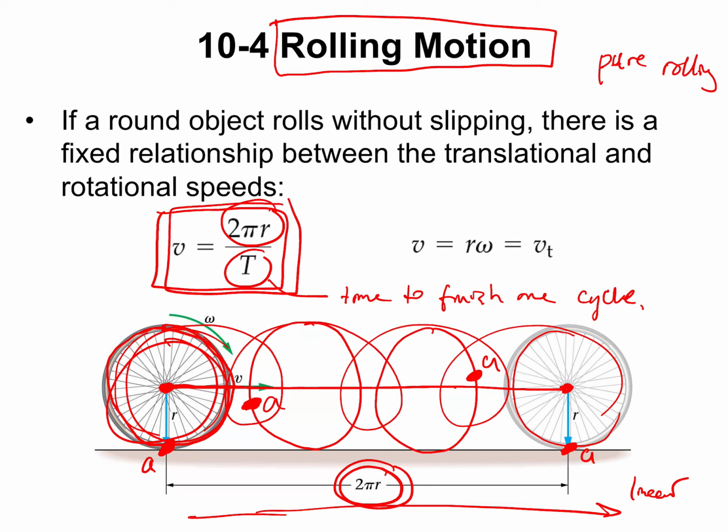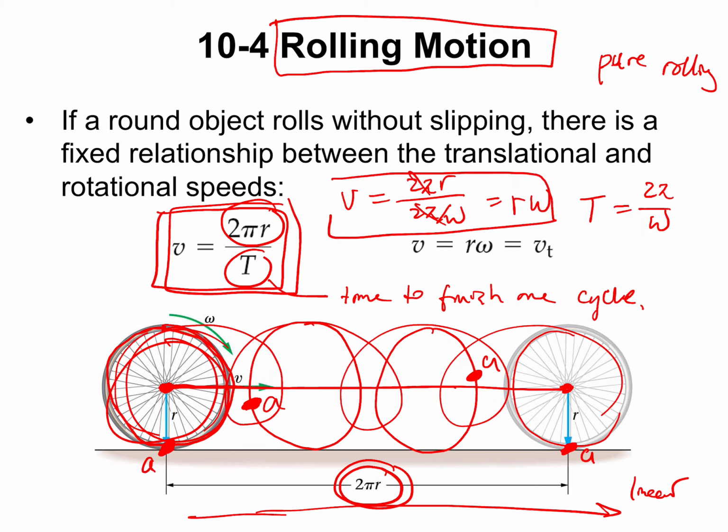Also, we know the period equals 2 pi over omega, right? So what is v? v is 2 pi r divided by 2 pi over omega. The 2 pi cancel, so this is r omega.